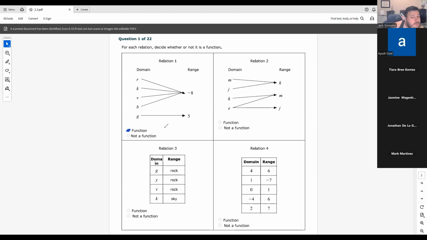All right. Look at relation 2. Do you see how E goes to two different spots? So because E has two different outputs, it's not a function. That's what we're basically looking for, a violation of the definition. Every x is assigned to one y value. Every domain value is assigned to one range value. This one does not have one range.